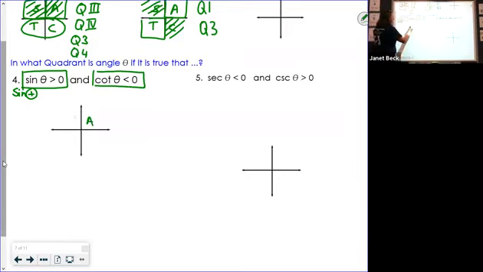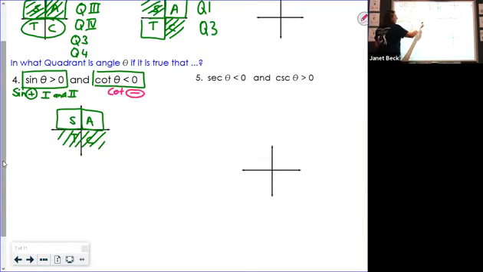You could use angry Santa if you like, but some people don't like this. Angry Santa, sine is positive. All of them are positive in quadrant 1. Sine is positive in quadrant 2. So sine would not be negative in these 2. Sine is positive in quadrants 1 and 2. Now I have to look at this other piece of information. My cotangent of the angle is less than 0. So that's telling me that cotangent is negative.